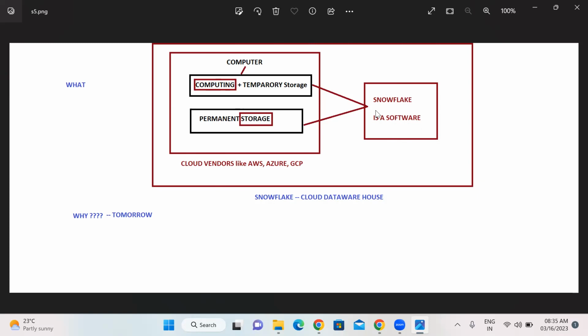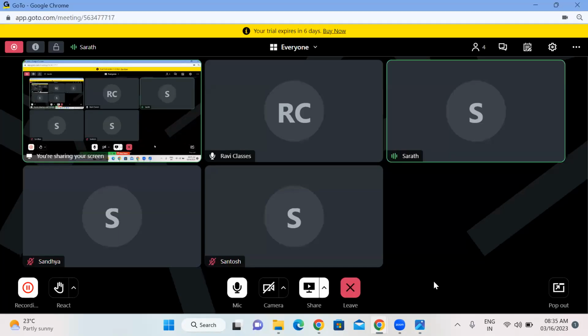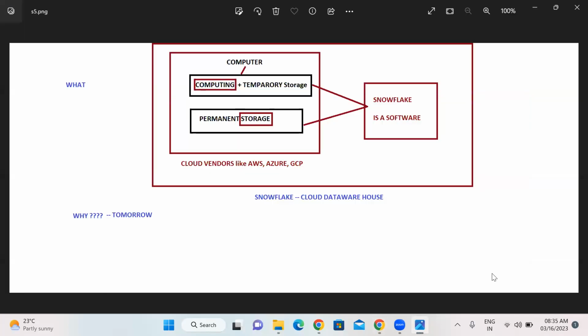First you need to remember one thing: for everything we need computing and storage. What is meant by computer? Anybody, please tell me what is meant by computer.